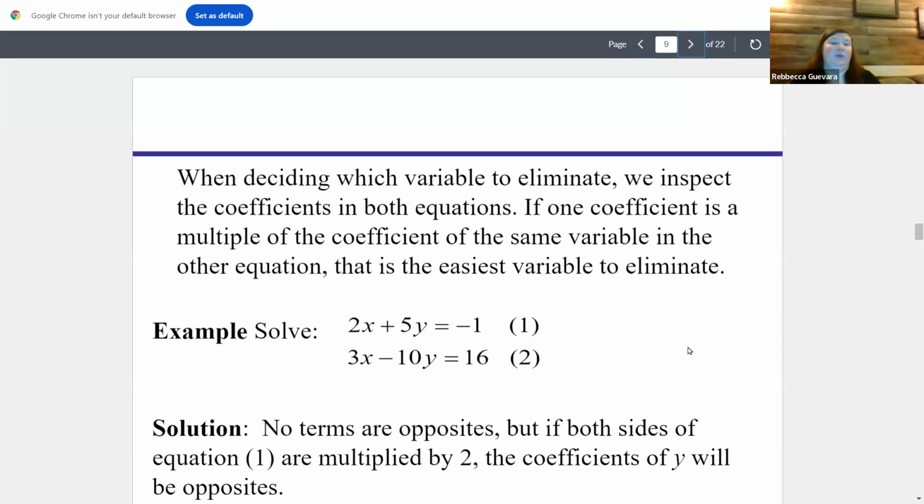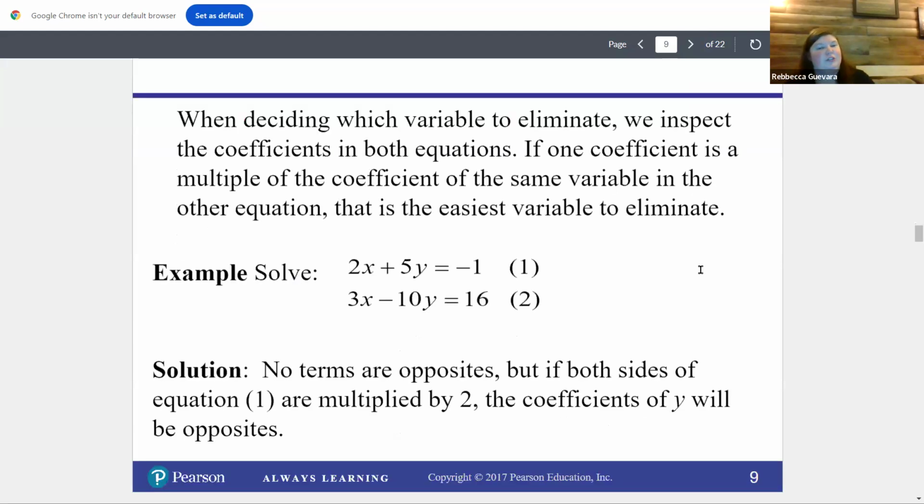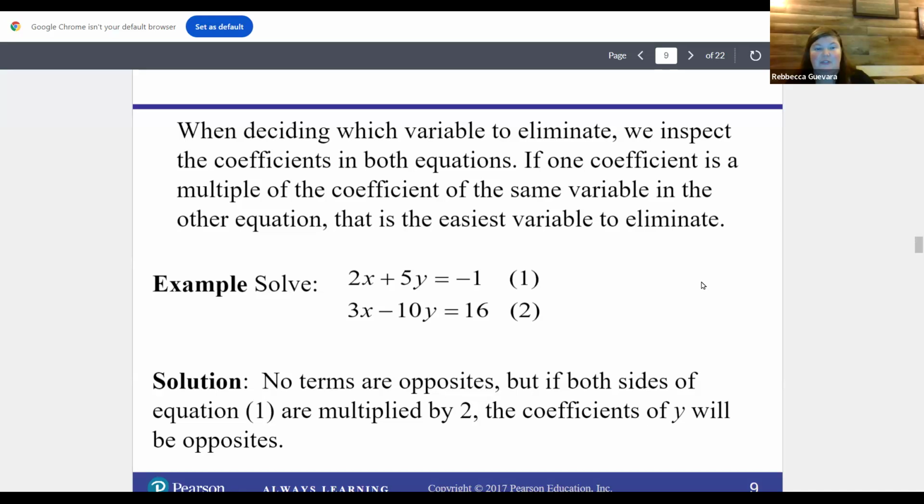But in a case like this one here, where I have 2x plus 5y equals -1 and 3x minus 10y equals 16, it might be a little harder to figure out how I am going to add those together, because if I add those as they are, I end up with 5x minus 5y equals 15. That doesn't give me a lot of help because I still have an x and a y. And the point of the elimination method is we're eliminating a variable because we just want one variable, because I can solve for one variable.